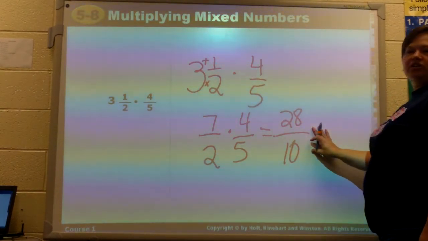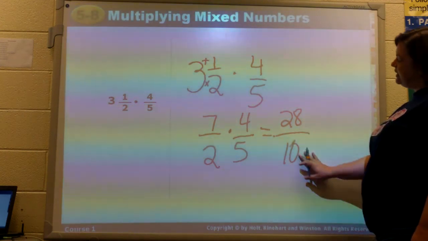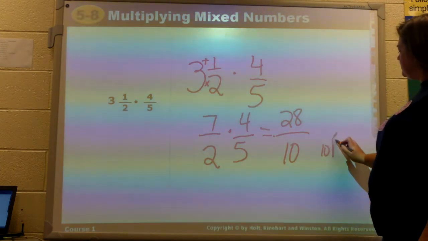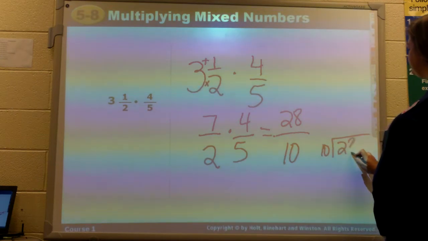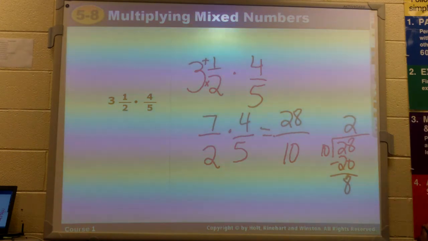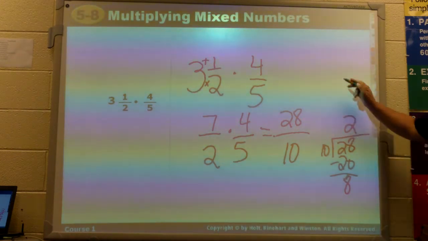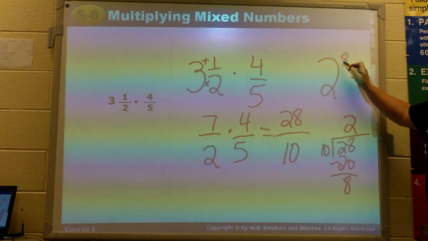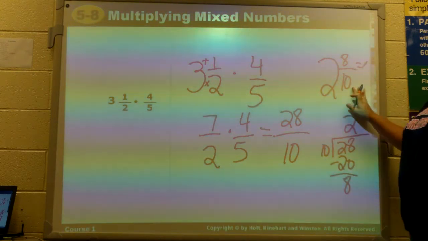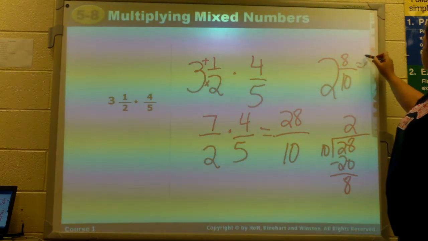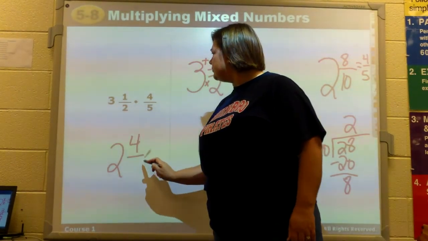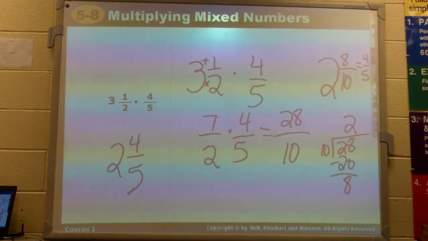Now I'm going to change this back into a mixed number because I can't leave my improper fraction as my answer. So I'm going to divide 10 into 28. It goes 2 whole times with 8 left over. So my answer is 2 wholes with 8 left over. The denominator stays the same. So simplest form of 2 8/10 would be 2 4/5.